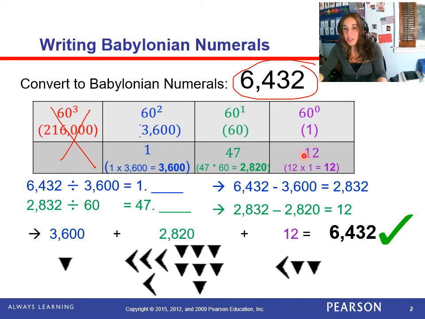That would never be okay in base 10. We would exchange 10 of them for a 10 strip, and then we'd keep those 2 units, right? But remember, the Babylonian system is base 60, which means you can have up to 59 in any of your place values, right? So for us to have 12 and 47, that's no problem in Babylonian, because we can have up to 59. We don't exchange until we get to 60 in Babylonian, right?